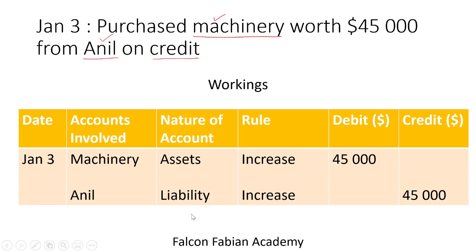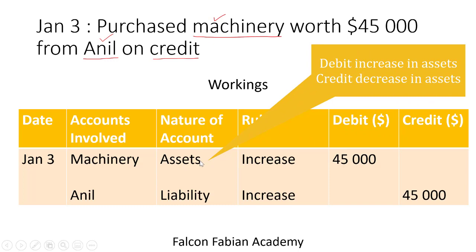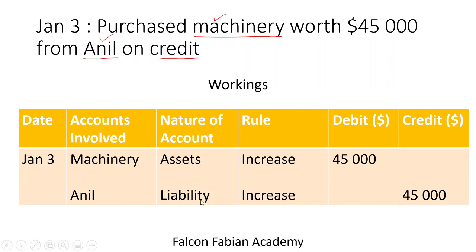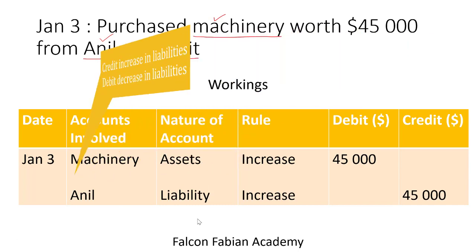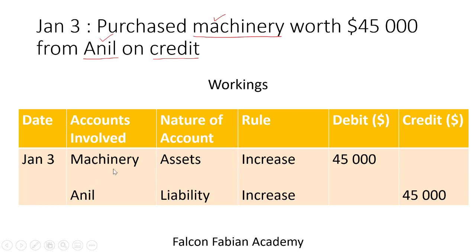Let's recall the rule of assets and liability one more time. For assets, the rule is debit whenever there is an increase in the asset and credit when there is a decrease in the asset. And the rule for liability is whenever there is an increase in liability, it needs to be credited. And when there is a decrease in the liability, it needs to be debited. So here there is an increase in the asset, therefore it needs to be debited, and an increase in liability is credited, therefore Anil's account needs to be credited by 45,000.